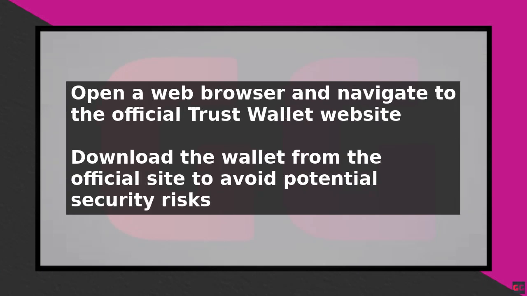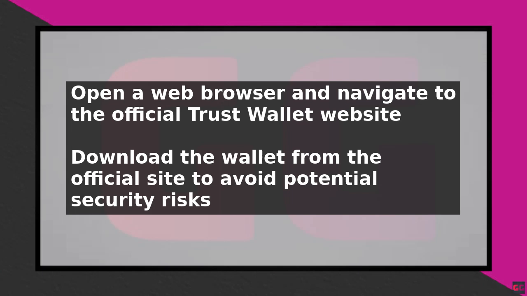Once you are on the Trust Wallet website, click on the download button. You will be redirected to a page where you can choose the operating system you are using. Select the correct option, either Windows or macOS, and the download will start automatically.